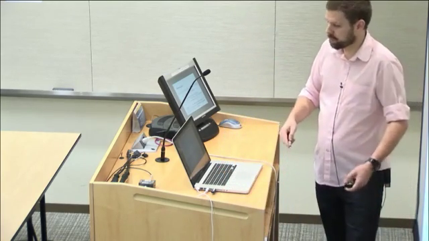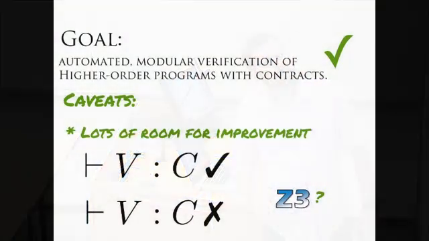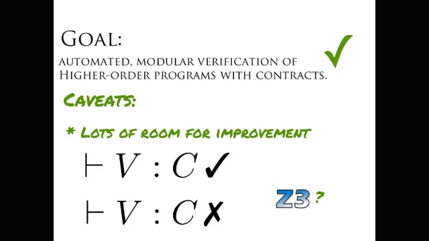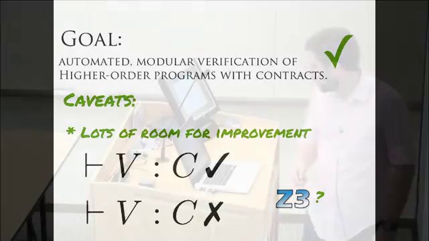And really, we're reasoning about the program that we know about and ignoring the programs we don't know about. All right, so this was the original goal: an automated modular verification of higher order programs with contracts. And I'll say that we've succeeded, but there are some caveats here.